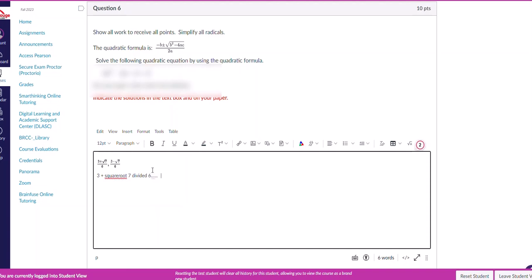You could also say something like this: 3 plus a minus, because remember with these you get plus or minus, 3 plus or minus, and then square root of 7 divided by 6. All right, so something like that.